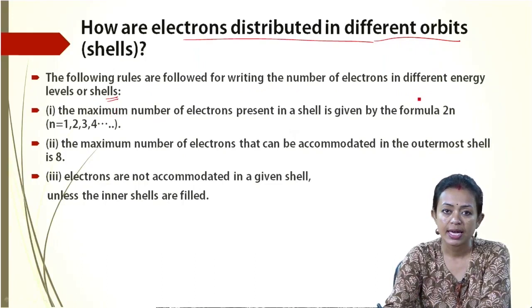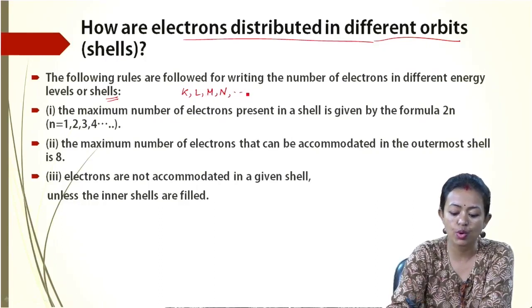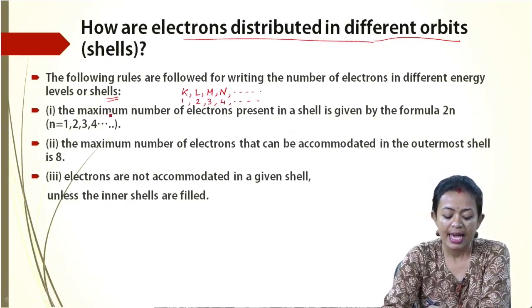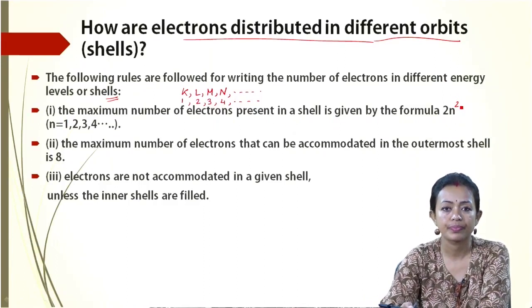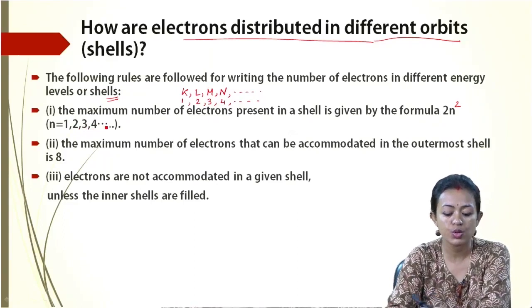So these energy levels, according to Bohr, what are the energy levels? We have K, L, M, N, and so on and so forth. K is associated with the first shell, L with the second shell, M with the third shell, N with the fourth shell, and so on and so forth. So, according to this, the first rule says the maximum number of electrons present in a shell is given by the formula 2n², where n is equal to 1, 2, 3, 4, and so on and so forth.